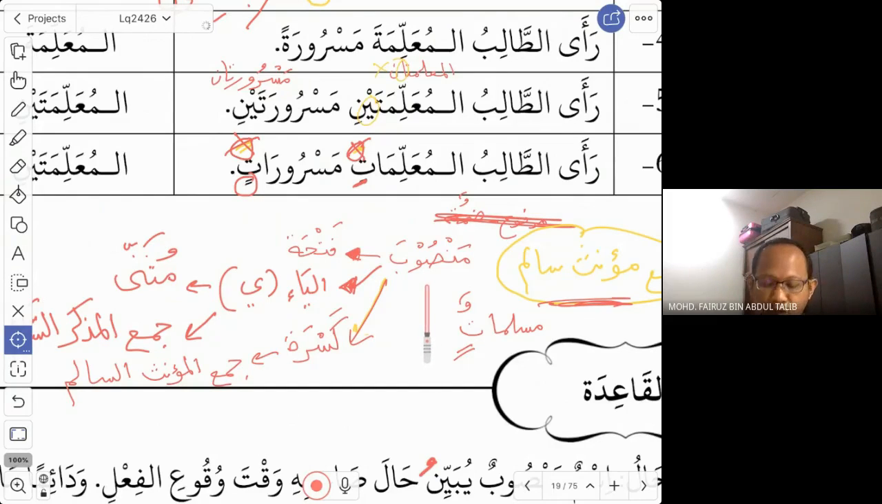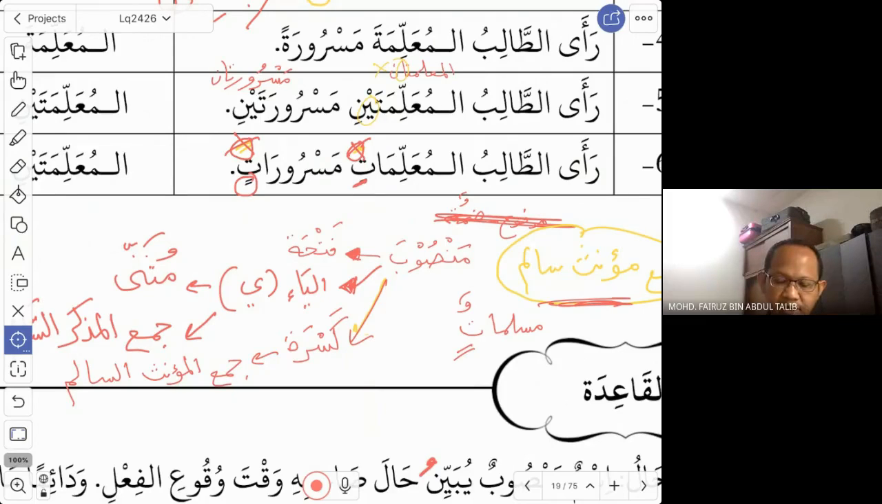Whether it is maf'ul mutlaq, you will see this. Whether it is maf'ul li ajli, you will see this. Whether it is maf'ul bihi, you will see this. Any other mansub topic, you will always use this. Normally we try to use fathah. If it is musanna or jama' muzakkar, you use ya. If it is jama' mu'annas salim, you use kasrah. In fact, there is another alama, but since the example is not in our book, I don't mention the last one.